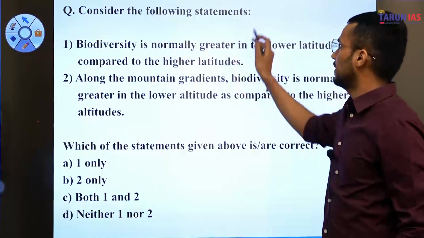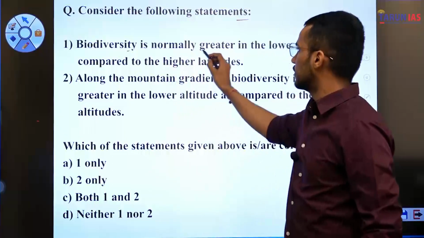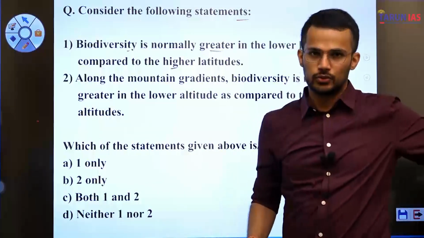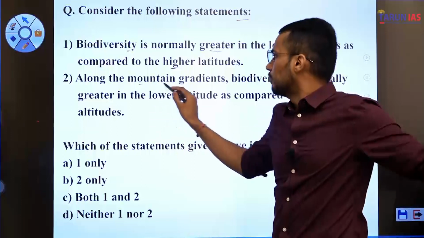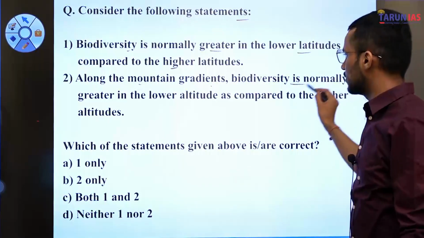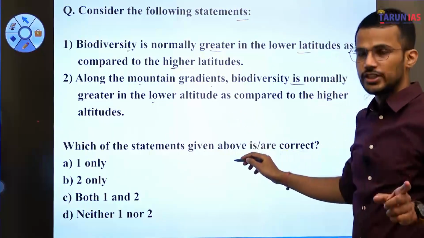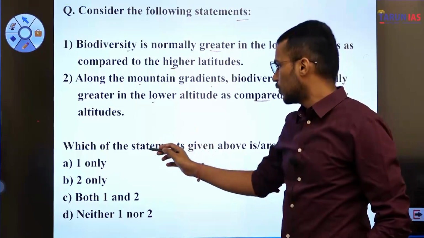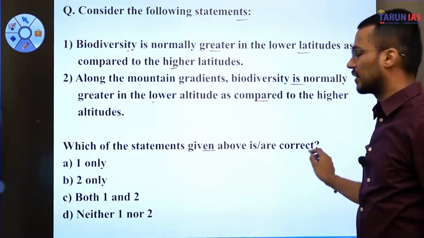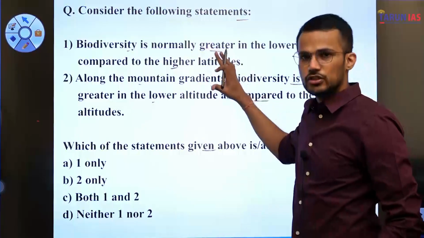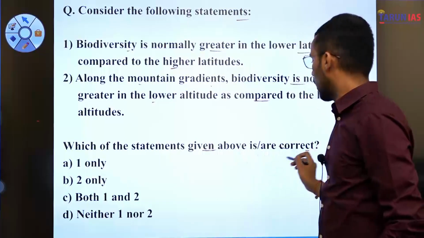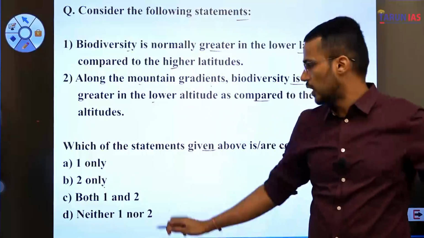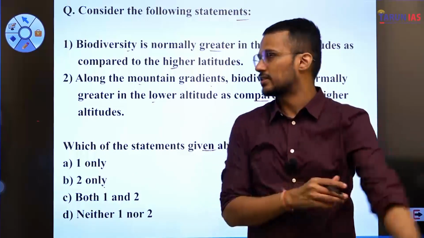So consider the following statements. First statement, biodiversity is normally greater in the lower latitudes as compared to the higher latitudes. Second statement, along the mountain gradients, biodiversity is normally greater in the lower altitudes as compared to higher altitudes. Which of the following statements given are correct? So you have to identify amongst these two statements which one is or are correct. Options are A, 1 only, B, 2 only, C, both 1 and 2, and D, neither 1 nor 2. So let us discuss this question.